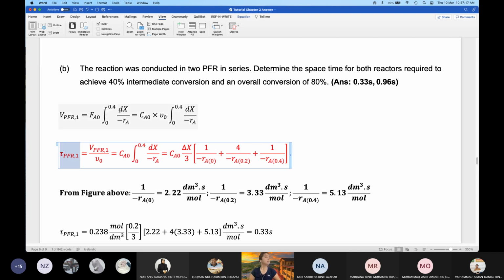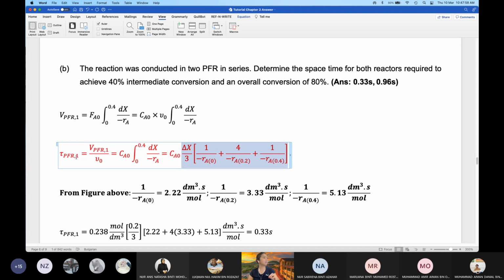What happens to my right hand side? Right hand side, saya dah move my V0, volumetric flow rate ke bahagian kiri. So bahagian kanan saya hanya tinggal dengan CA0. V0 dah dipindah ke belah kiri. So it becomes CA0, integral part masih sama, 0 to 0.4 dX per minus rA. So again, integral kita kena tukar dalam bentuk Simpson one-third rule. CA0 tu kekal sebab CA0 tu tak ada kaitan dengan Simpson one-third rule. Simpson one-third rule is to address the integral part. So bahagian depan CA0 tinggal, bahagian belakang integral menjadi Simpson one-third rule.